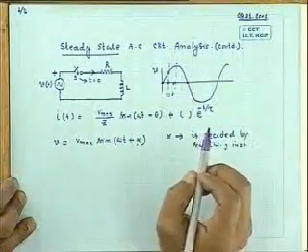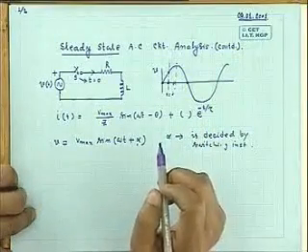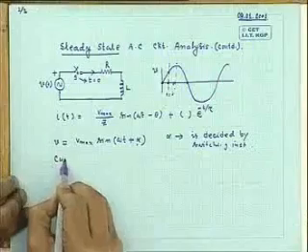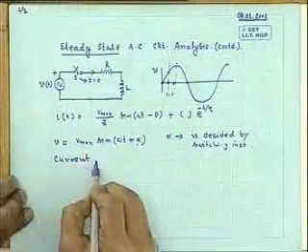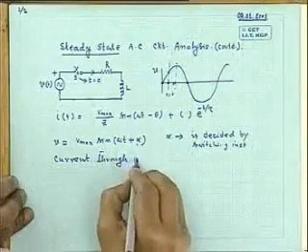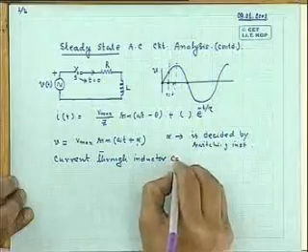For that, we should remember only two facts. In the case of a purely inductive circuit or inductance, the current through an inductor cannot change instantaneously. That is one of the very basic facts. Current through inductor cannot change instantaneously.